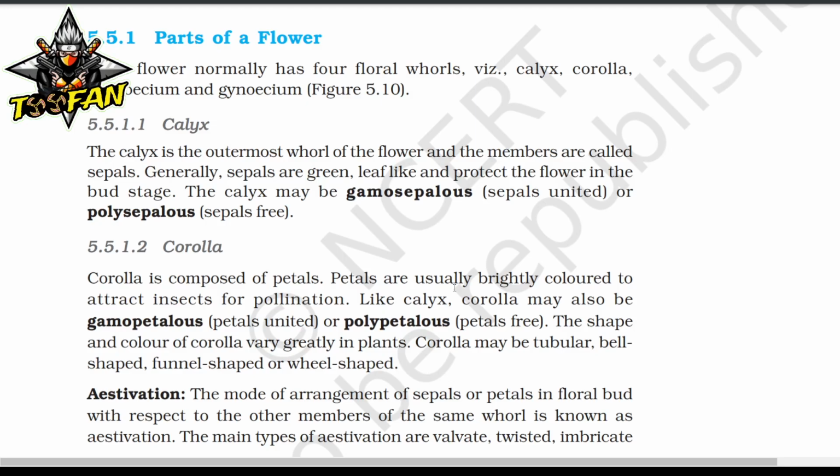Corolla is composed of petals. Petals are usually brightly colored to attract insects for pollination. Like calyx, corolla may also be gamopetalous, petals united, or polypetalous, petals free. The shape and color of corolla vary greatly in plants. Corolla may be tubular, bell shaped, funnel shaped, or wheel shaped.